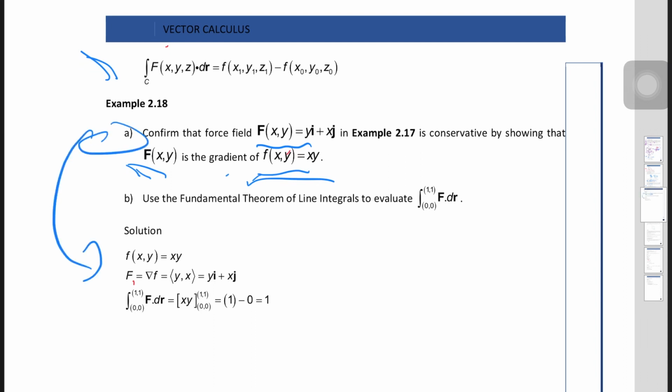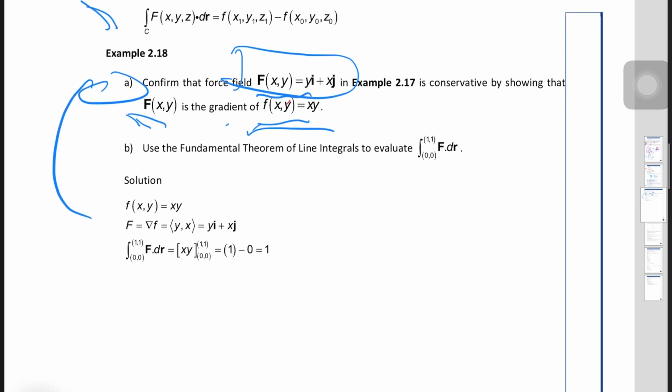Okay, ini adalah solution for A. Okay, so f(x,y) equal to xy. Jadi daripada f yang kita ada, gradient f equal to (y,x), dan dia adalah yi plus xj. Kita dapat buktikan lah dia punya vector field ni. Yang ini adalah yang asal, ini adalah hasil terbitan daripada potential function. Okay, for question B, use the fundamental theorem of line integral to evaluate the F dot dr from the initial to the terminal point.